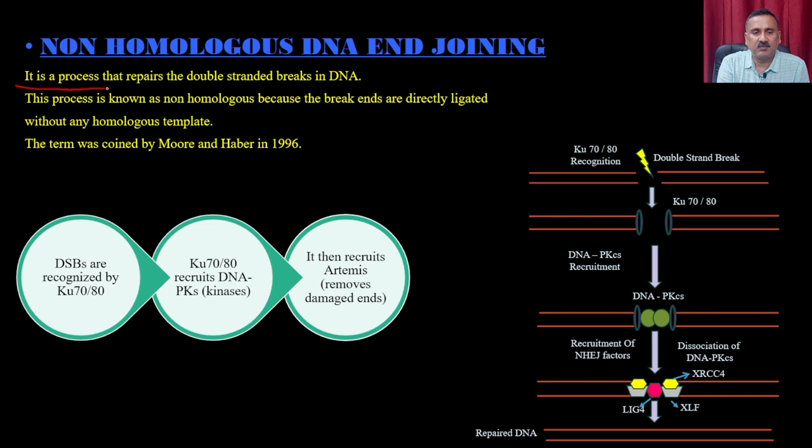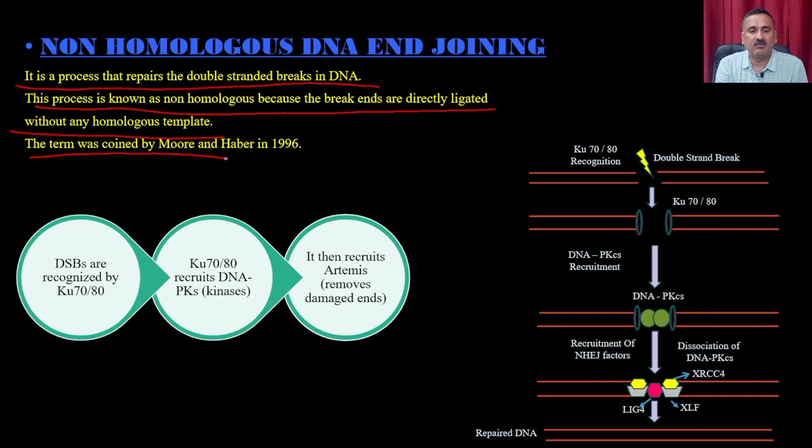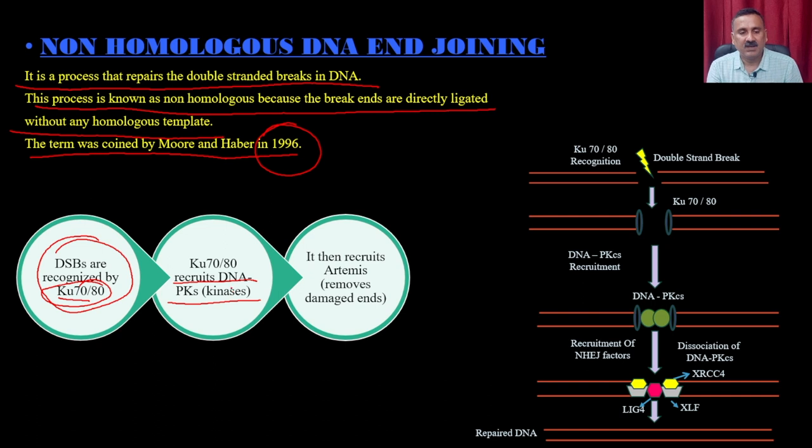Non-homologous end joining repairs double stranded breaks in the DNA, and this process is known as non-homologous because the broken DNAs are directly ligated without any homologous template. The term was coined by Moore and Haber in 1996. Double stranded breaks are recognized by a protein called Ku70/80, and Ku70/80 recruits the DNA-PK kinases. It then recruits Artemis, which removes the damaged ends.